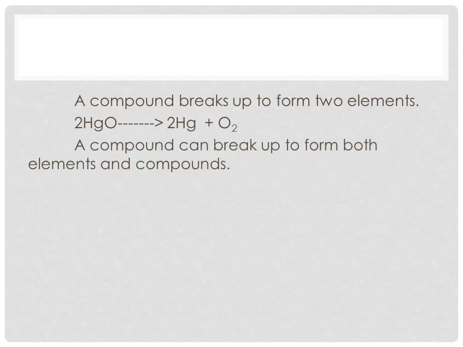A compound can break up to form both elements and compounds. Example, 2KNO3 gives 2KNO2 plus O2. Potassium nitrate on heating decomposes to form potassium nitrite and oxygen. Here potassium nitrite is a compound and oxygen is an element. A compound breaks up into another compound and an element.